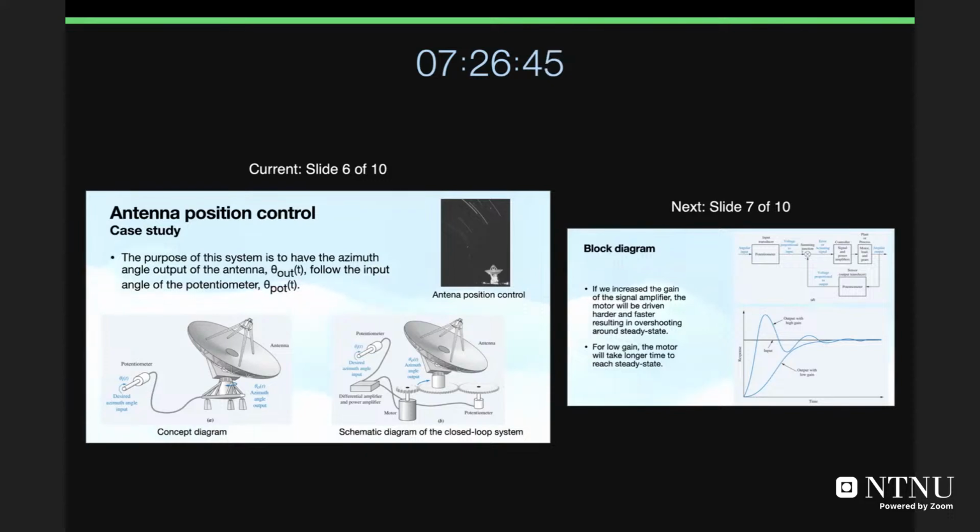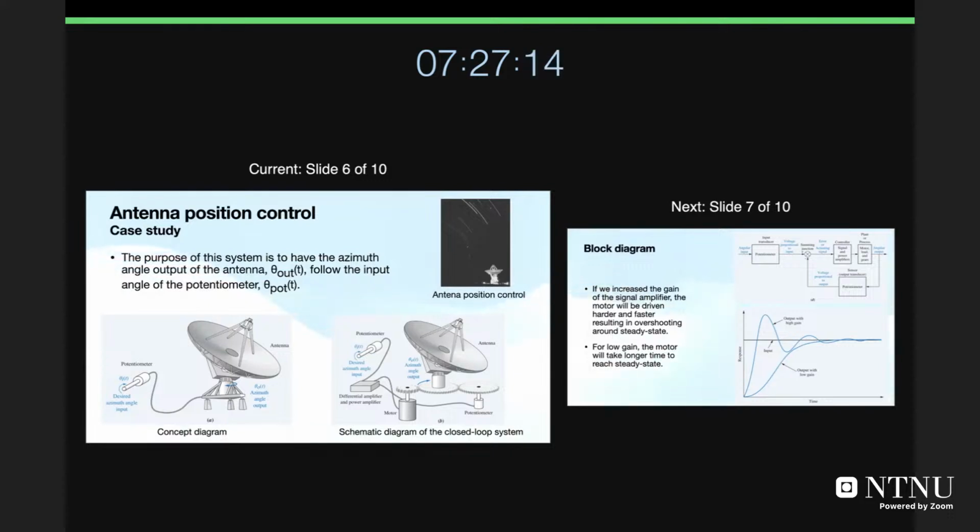So in this case, we will send it to a power amplifier, and the power amplifier will be able to generate power, which will drive the motor. So we can adjust theta output. So in this case, theta output will equal theta input all the time. If you get any wind, or for any reason theta output has changed, the error signal will change, and the motor will try to fix it automatically. So in this case, we have a closed loop system.